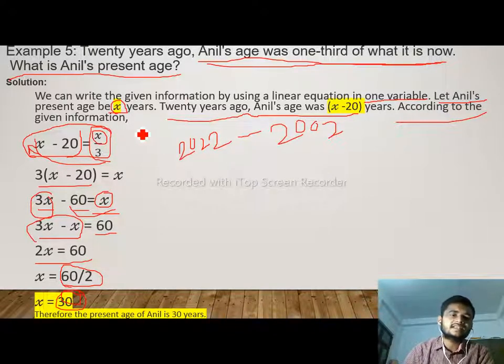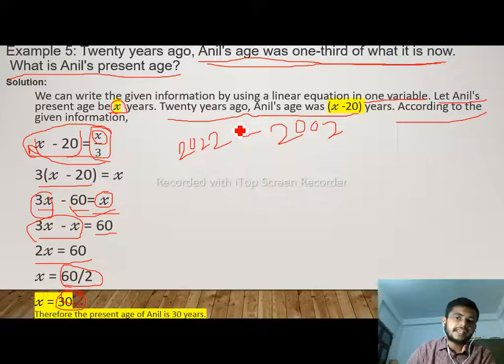We can suppose x, y, z. You can take any variable. We are supposing x here. So 20 years ago, Anil's age was x minus 20, meaning 20 years before. If present age is x, then previous age was x minus 20.